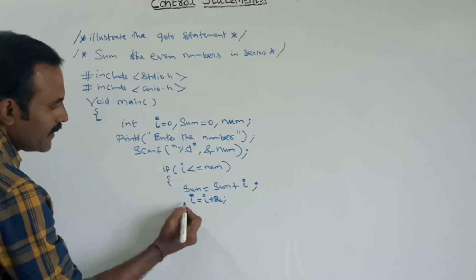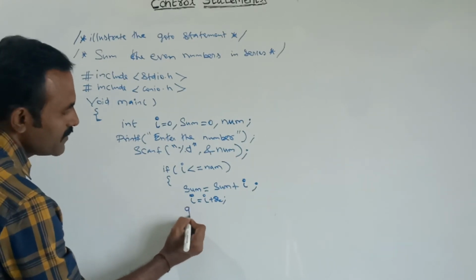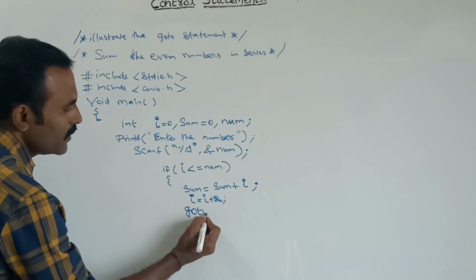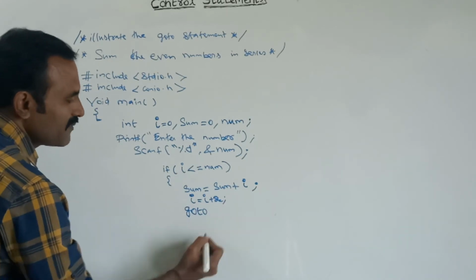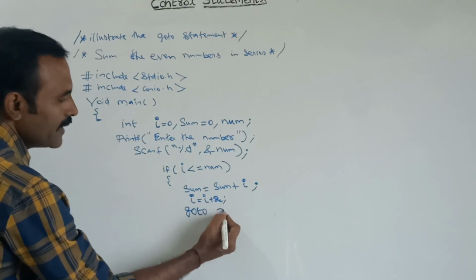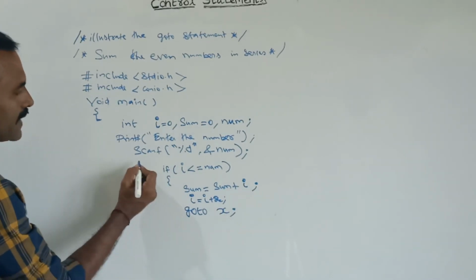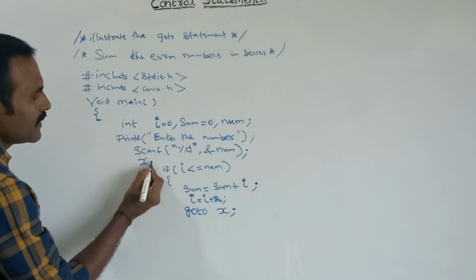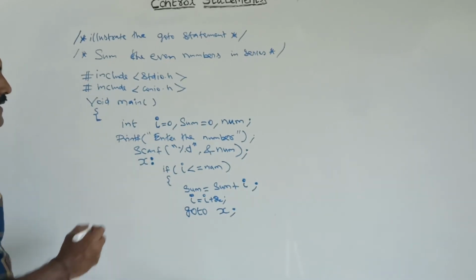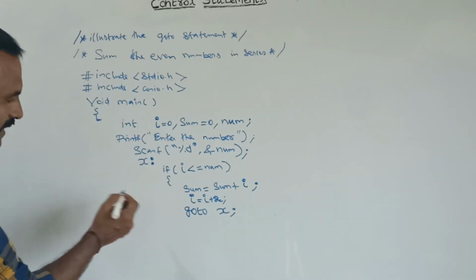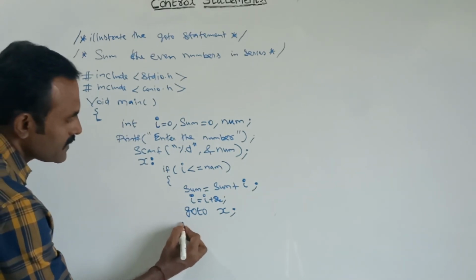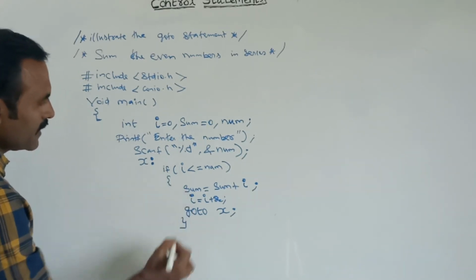Next, here I am closing this, this is the main thing. Here I am using the go to statement. By help of the go to statement, here I am giving the label, that is x. That means here the label is x. Here next, close the if condition.